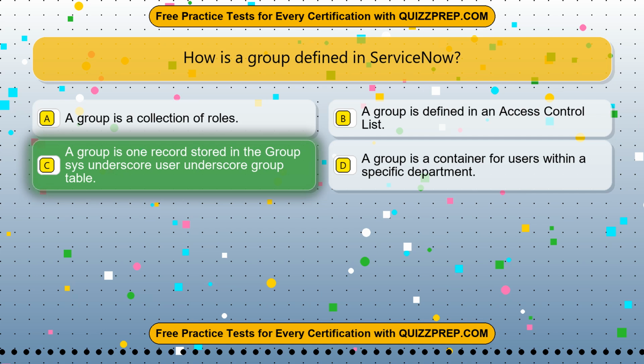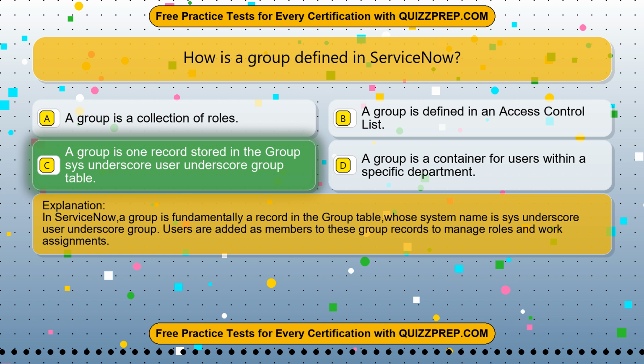The correct answer is option C. A group is one record stored in the group sys_user_group table. In ServiceNow, a group is fundamentally a record in the group table, whose system name is sys_user_group. Users are added as members to these group records to manage roles and work assignments.